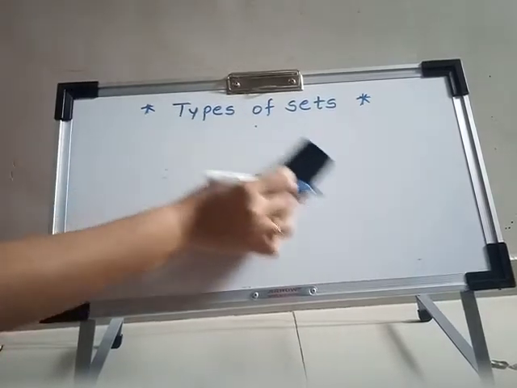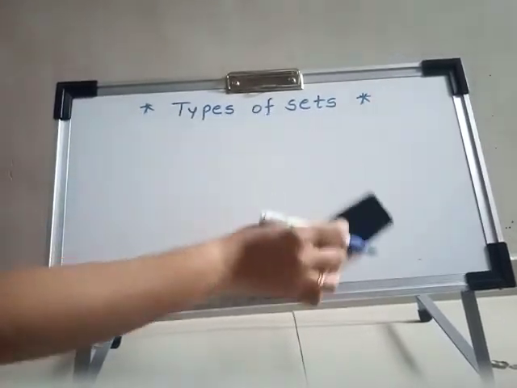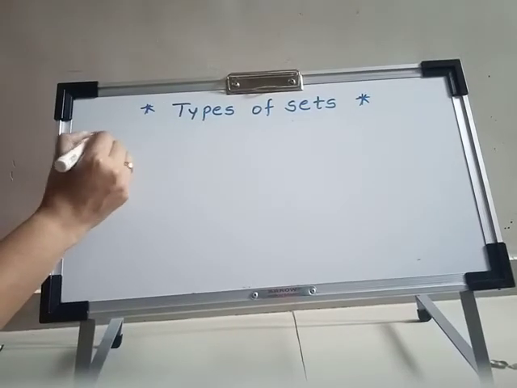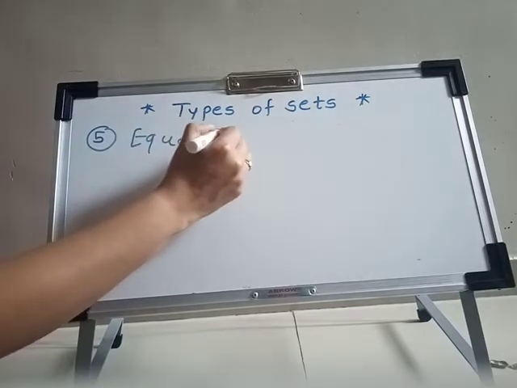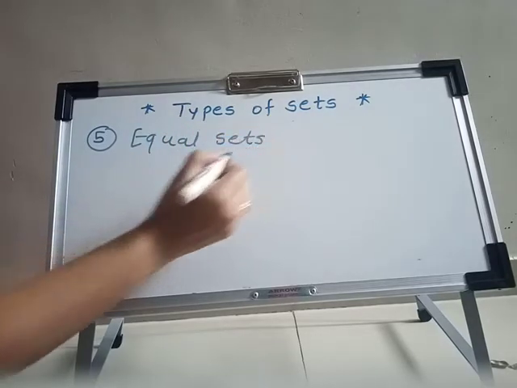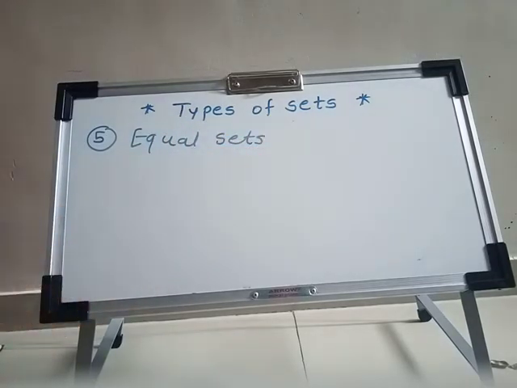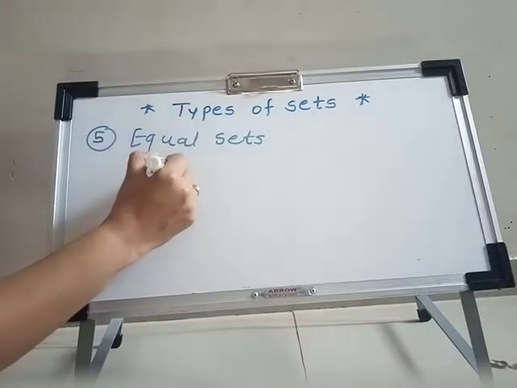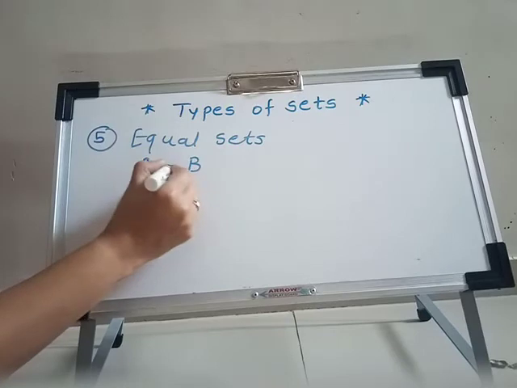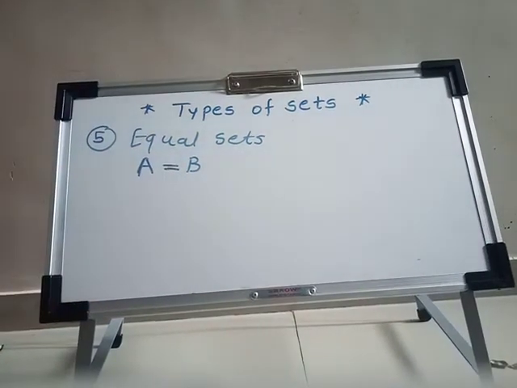Now the next type is equal set. What is an equal set? The word itself means equal. Both sets are equal. Elements of set A are equal to the elements of set B. Suppose this is set A and this is set B, and this sign means equal to.